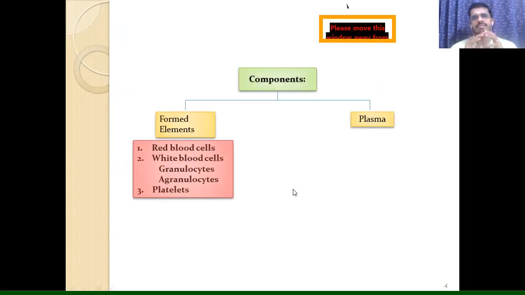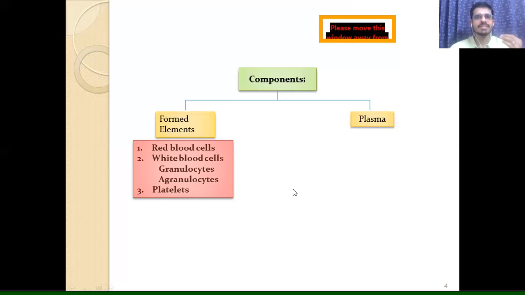Now we'll just have a brief overview about the components of blood. Though blood is a liquid connective tissue, it has two parts. One is the part which forms the liquid component, which is the plasma, and then you have a group of cells which perform specific functions at different points in time. These cells are called the formed elements. The cells comprising the blood are collectively known as the formed elements. Formed elements comprise of red blood cells, white blood cells, and platelets.